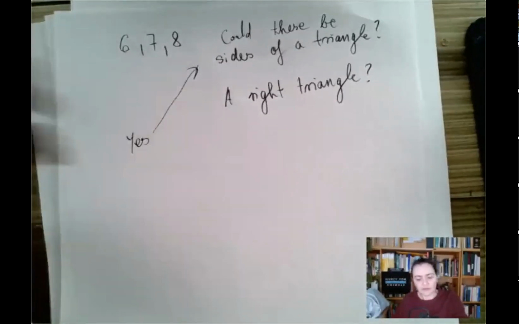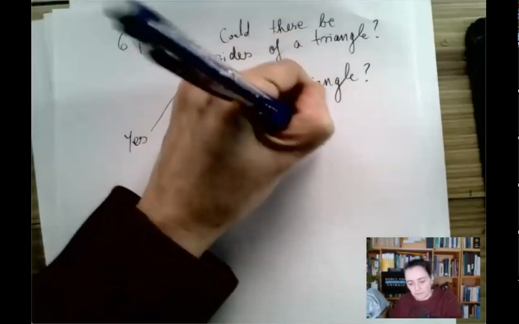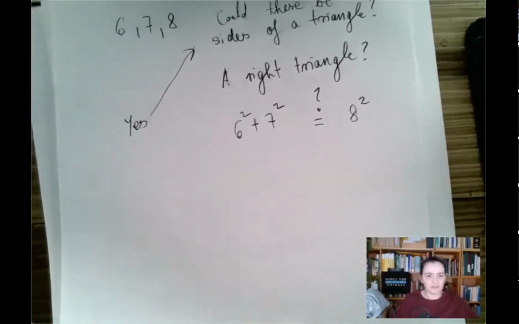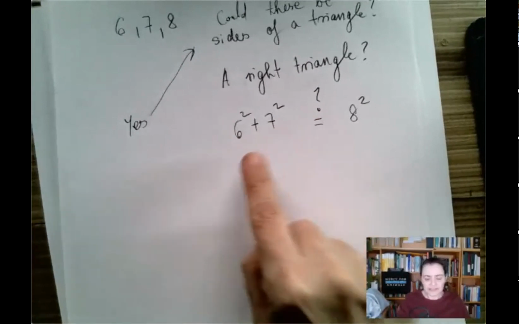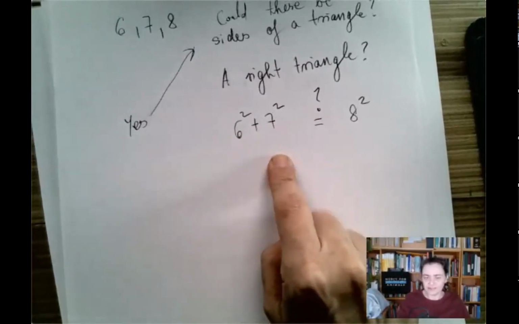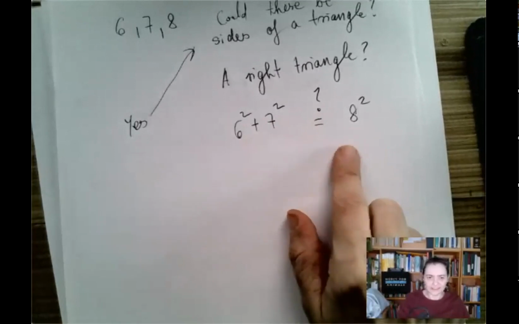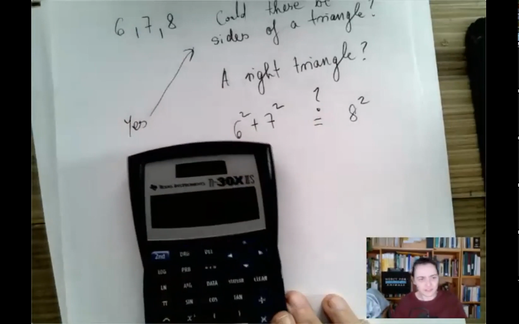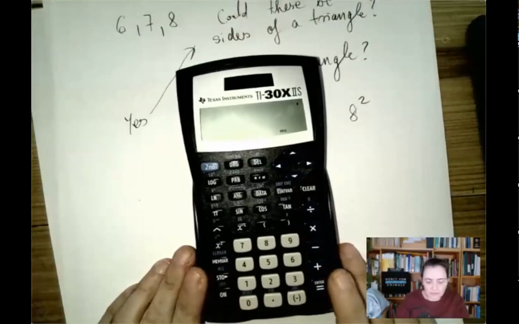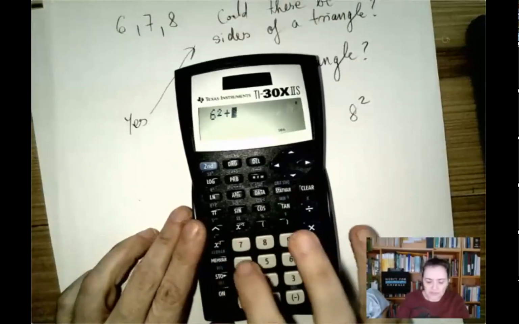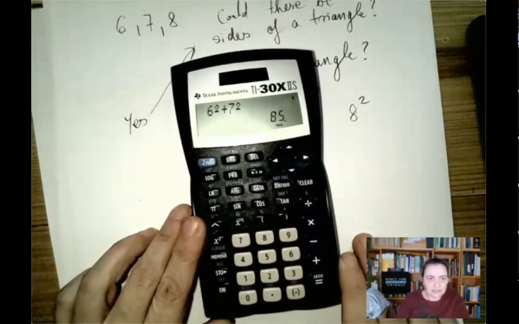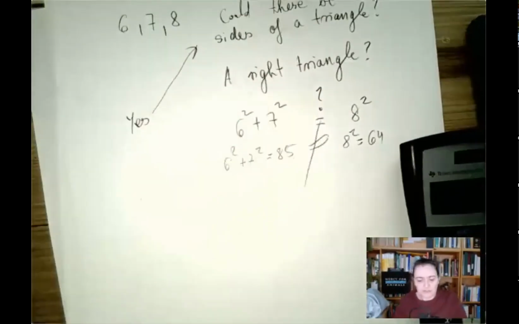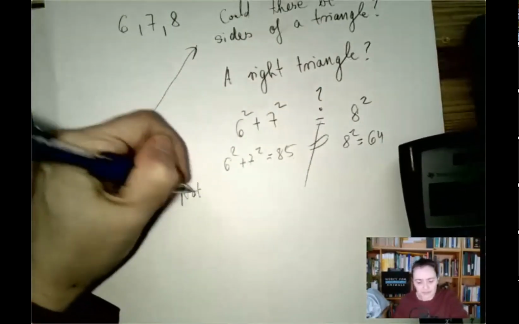And for a right triangle, we have to check 6 squared plus 7 squared. Is it 8 squared? I already see that that's not going to work, because 6 squared is even, 7 squared is odd, even plus odd is odd, and this looks very, very even to me. So I don't think this is going to work, but we're just going to check it out. 6 squared plus 7 squared is 85, 8 squared is 64. So these two are not equal, so this is not a right triangle.